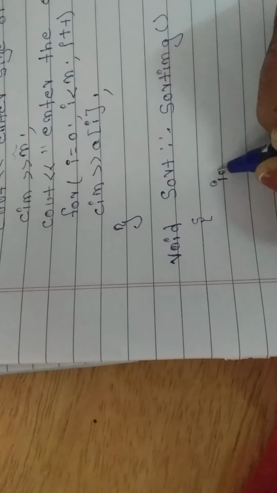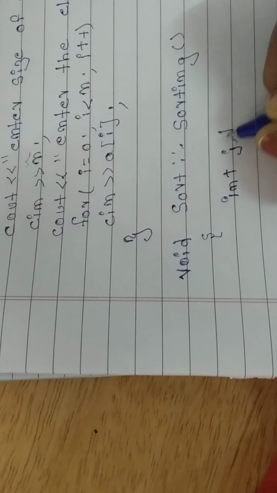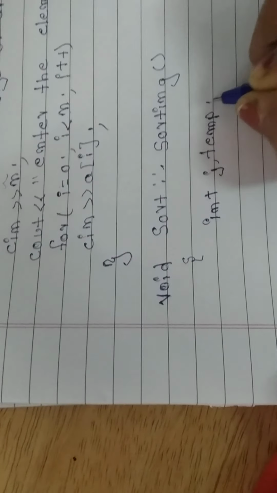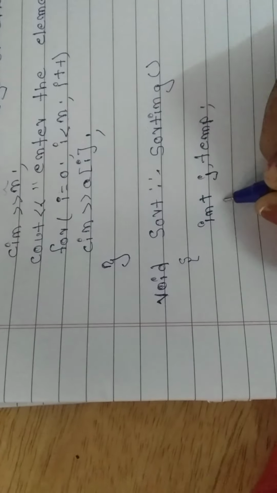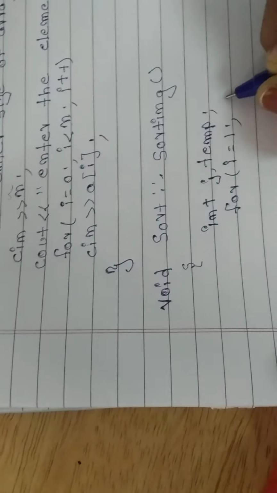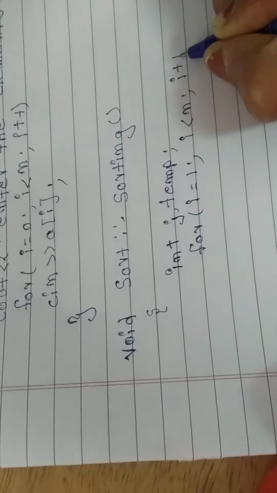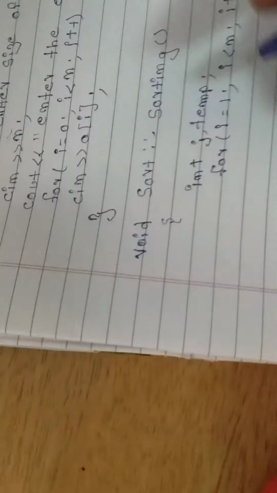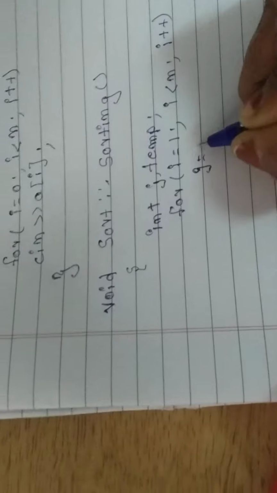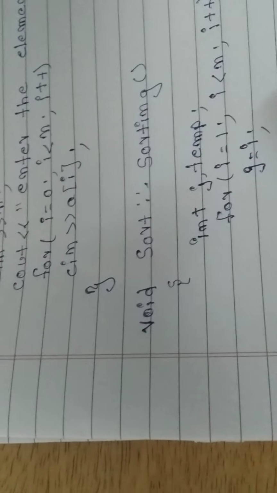So int i, j, temp is there, so semicolon will be there. These are variables. Now the for loop: for i is equal to 1. I told you, every for loop will be from 0, whereas in insertion sort it is from 1. Here we took j is equal to i because we were moving backward. This is to identify the key. j is equal to i, not 1. So now we will go to the next step.